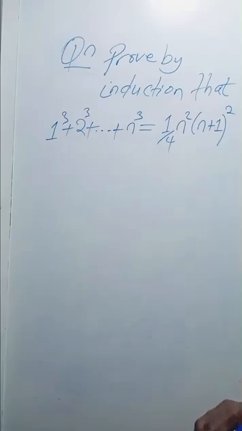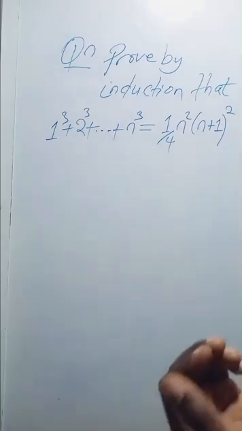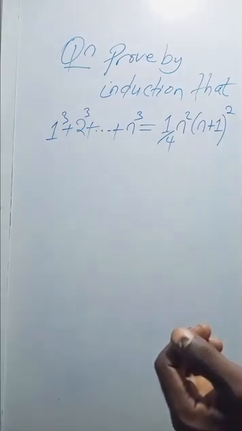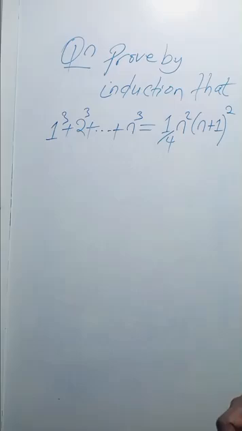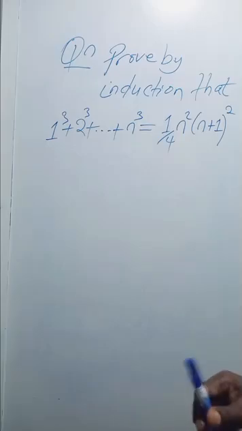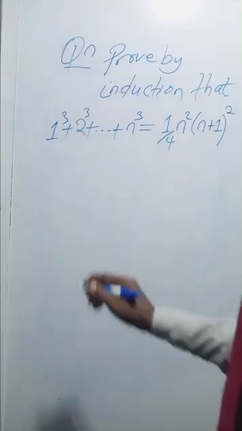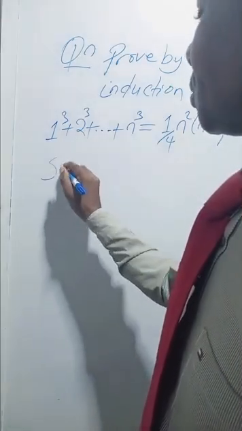Proof by induction is all about proving the validity of the statement. If the statement is valid for n equals 1, then for it to be true, we expect it to also be valid for n equals k, then for n equals k plus 1. If all that is satisfied, then we can prove that the statement is valid for all values of n. So let's go to task. Here's the solution.